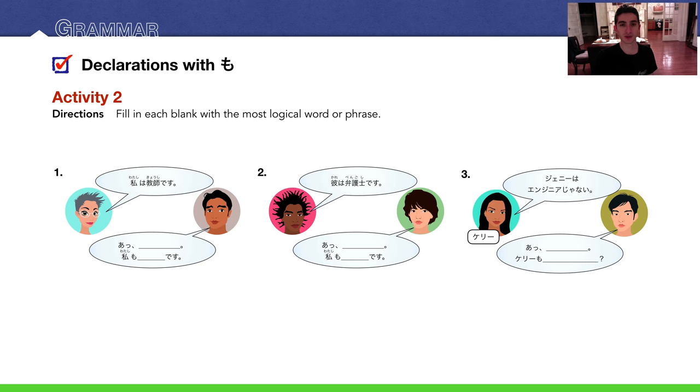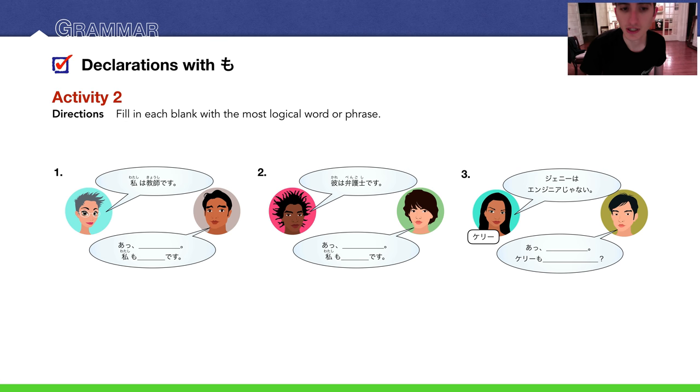Activity 2, fill in each blank with the most logical word or phrase. Go ahead, pause the video to try it on your own. I'm going to answer it right now. Number 1, the lady says, 私は教師です。 And the guy says, あ、そうですか。 We just learned, right? It's a response. And then he provides some more information about himself this time. He's saying, 私も, I too, 何々です, am this. Well, she's saying she's a teacher, and if he's saying, I too am something, then it's probably teacher, right? So, number one, the guy is probably saying, あ、そうですか。私も教師です。 I too am a teacher, or I'm a teacher as well.